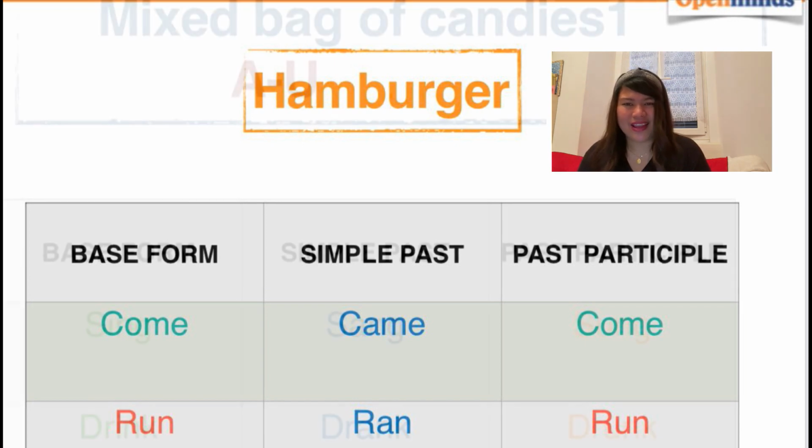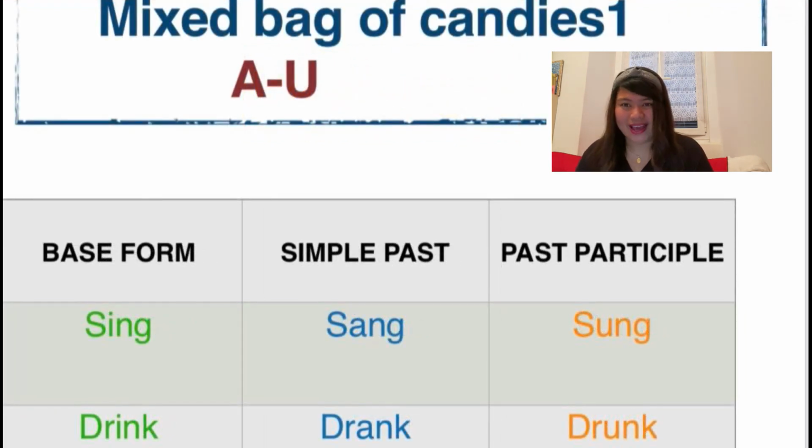Okay. Next is mixed bag of candies. I divided them into 2 groups. The mixed bag of candies, A to U. Okay, let's not confuse ourselves. An example of this is sing, sang, sung. So how do we form it? We change the vowel in the last 3 letters of the verb.